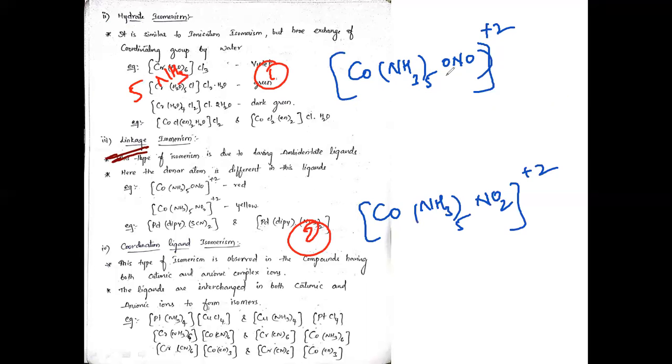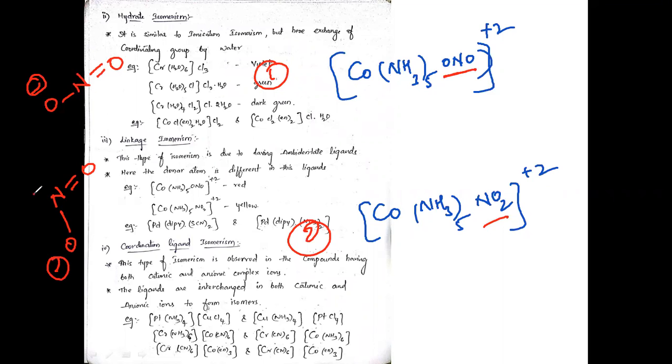But in the case of this ONO and this NO2, there is a change in the ligand. Both are actually only one ligand, but it is an ambidentate ligand. If it is an ambidentate ligand, it can donate through 2 donor atoms. What is the structure of NO2? ONO minus. You can write NO2 like this.